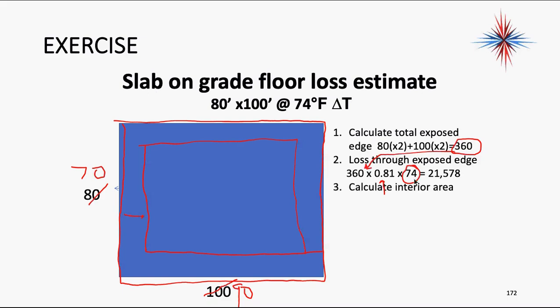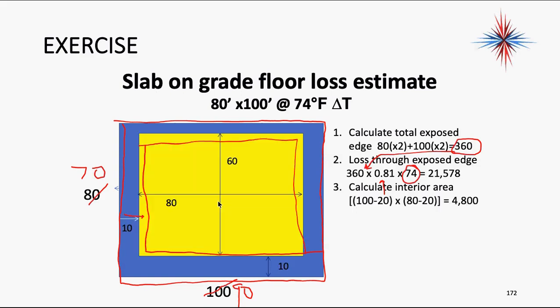Then you have to calculate the interior area. That's this. And they do it a different way. They basically took it off two sides. They took their 100 minus 20 and 80 minus 20. I was going to take it off both sides. So you have your 4,800 square feet, because again, we're coming in 10 feet here, 10 feet here, 10 feet here. So you're calculating your interior area.